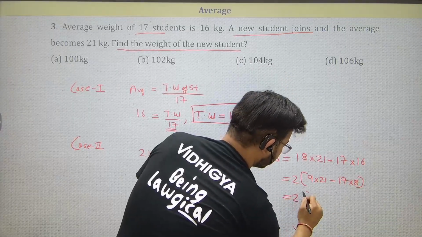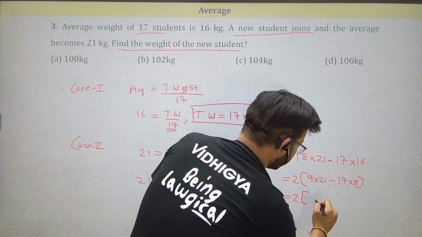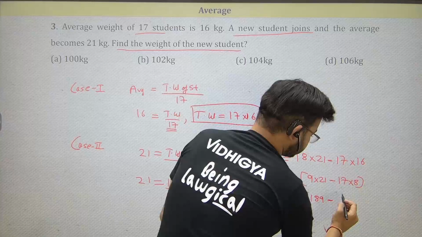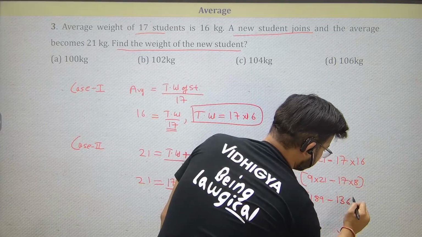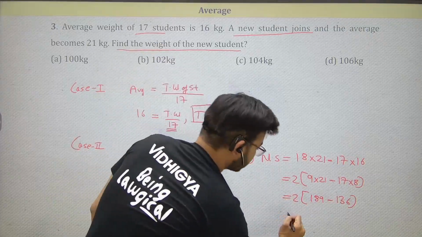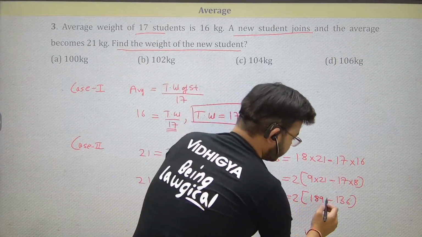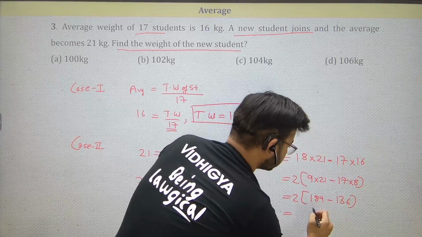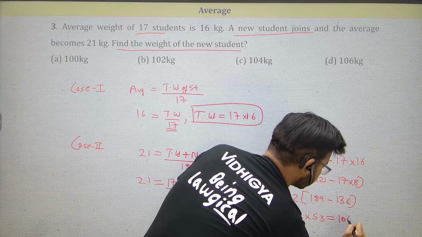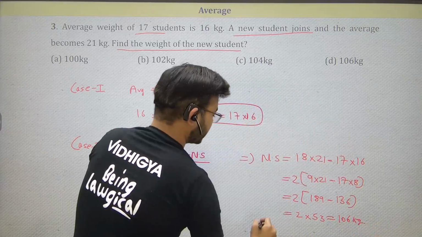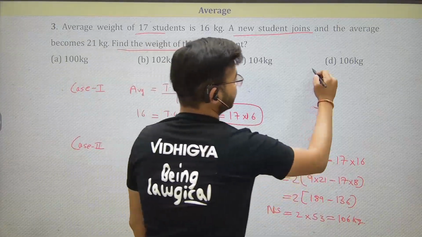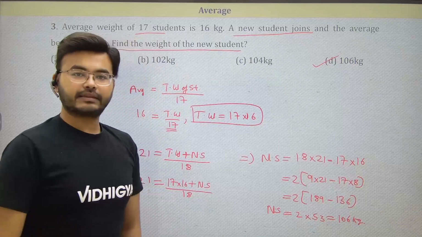This will be equal to 2 into 9 into 21. That will be equal to 189 minus 17 8s are, that is 136. So 189 minus 136 into 2. So that will come out to be 53 into 2. So that will be equal to 106 kg. So that will be the weight of the new student. The weight of the new student will come out to be 106 kg.